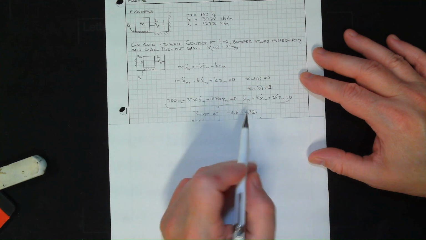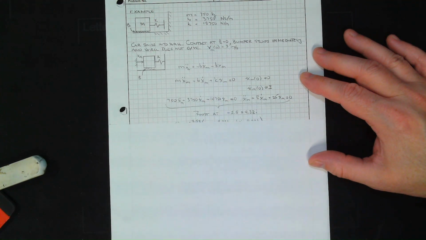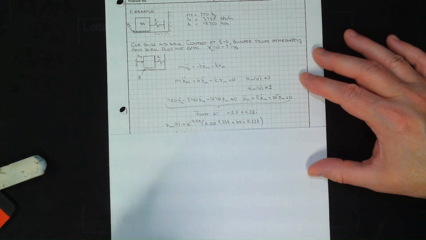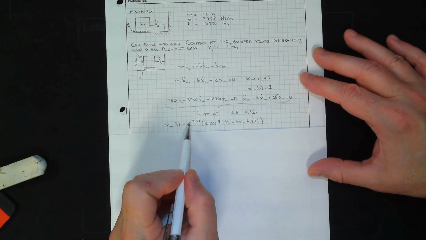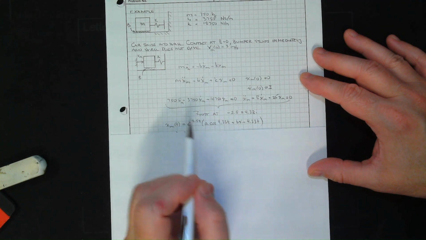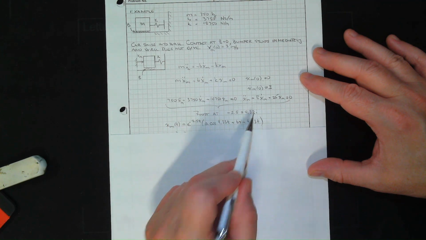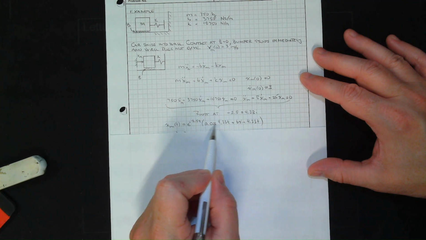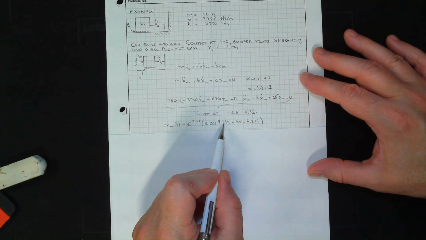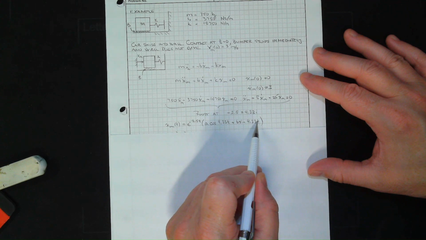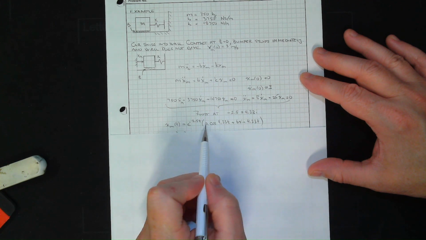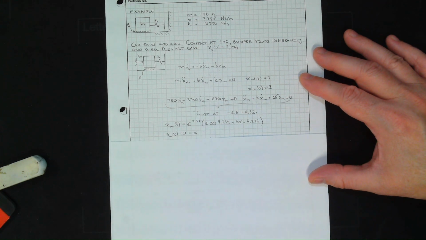Okay, so given this, we can then just use our complementary solution and say the xm of t of the car is e to the minus 2.5t, the real part. And then the complex part will give me an a cosine 4.33t. So here's the complex, the omega d, and b sine of 4.33t. And I have two elements to figure out.